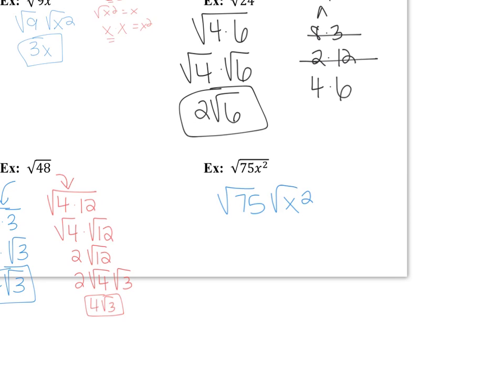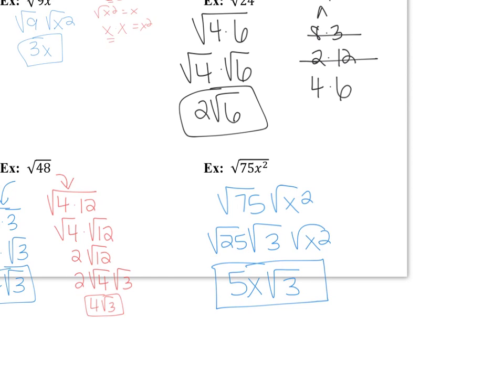So the difference this time is I don't know the square root of 75, but I can break that one down further into 25 and 3, and I still have the square root of x squared. So I know the square root of 25 is 5, I know the square root of x squared is x, and that leaves me with the square root of 3. And when you're writing your answers, the best way to write them is to go number, variable.